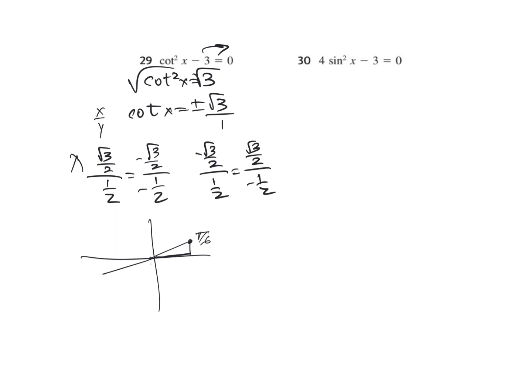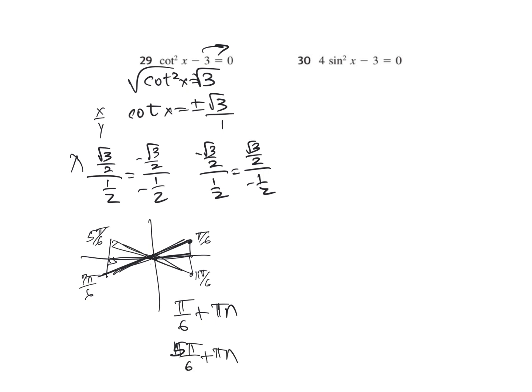And then if they're both negative, that's over here 180 degrees. So pi over 6 plus pi n, because 180 degrees hits that other one at 7 pi over 6. And then we have a negative x, long leg, and short leg, positive for y, that would be 5 pi over 6. And then a positive long leg for x and a negative short leg for y gets us to 11 pi over 6. So we'll do 5 pi over 6 plus pi n. Those are 180 degrees apart. So that's your answers for cotangent.